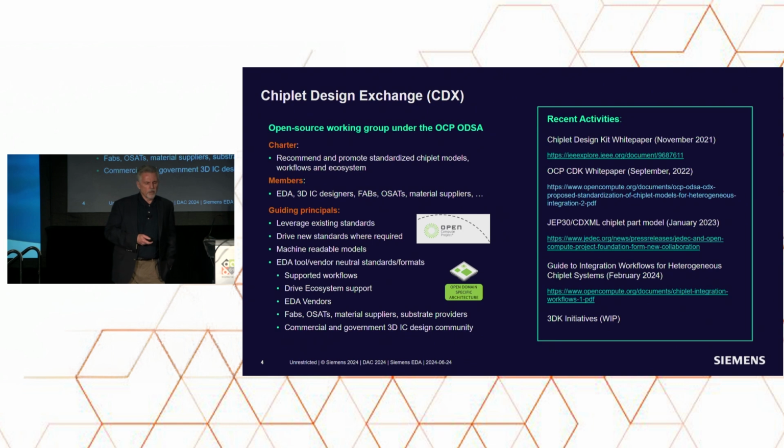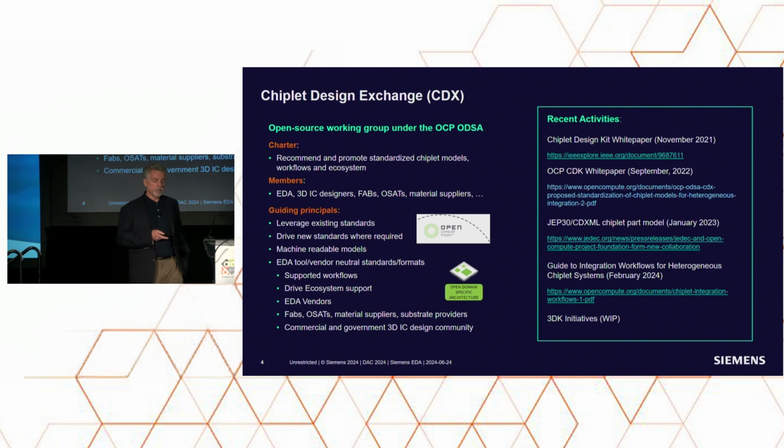With the CDX group, the first thing that I was involved in was a white paper, and it was talking about if we have a chiplet, which I defined previously, what are the models that you need for that chiplet in order to design, integrate, verify that, and eventually release that into manufacturing into a package. So we put together a white paper that defined those recommended models, and we published that, and that got a lot of interest. There was another paper we did at OCP about a year later, and then we started working with JEDEC, and JEDEC actually extended their JEP 30 part model to include chiplets.